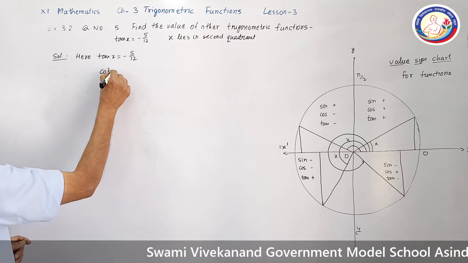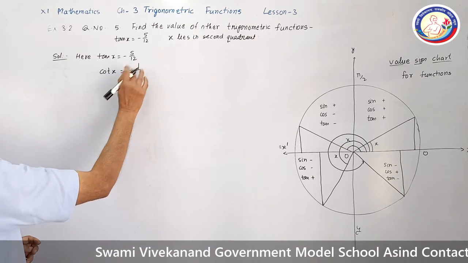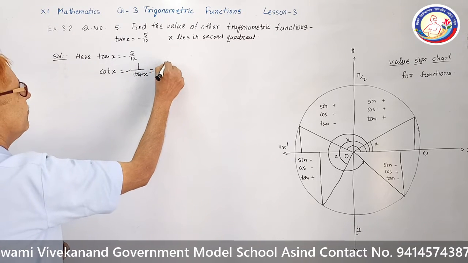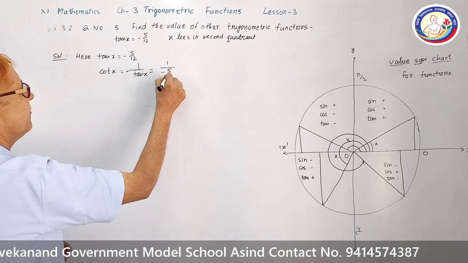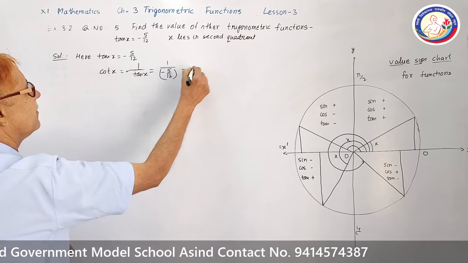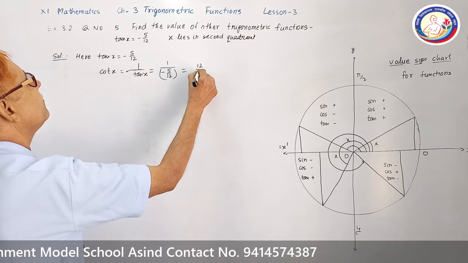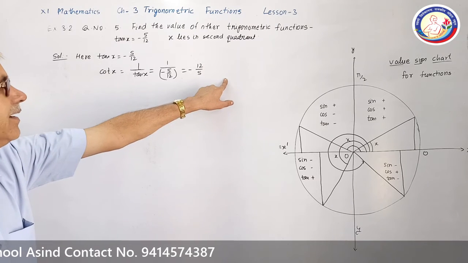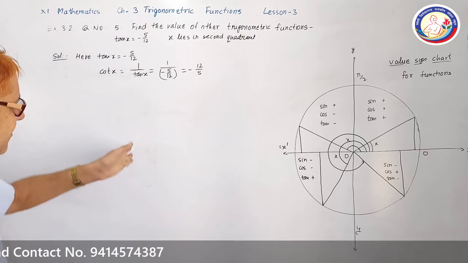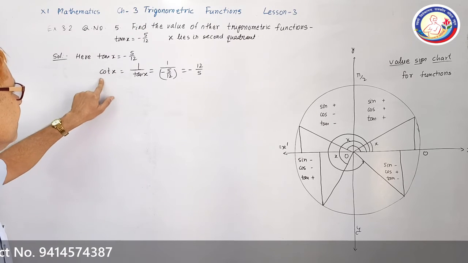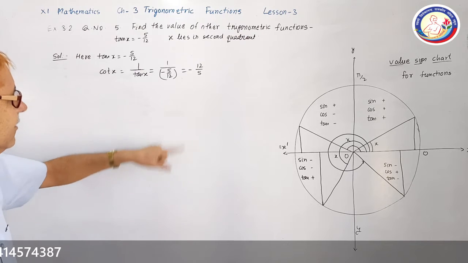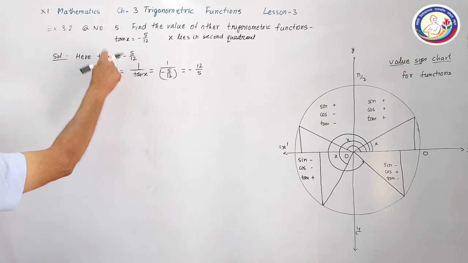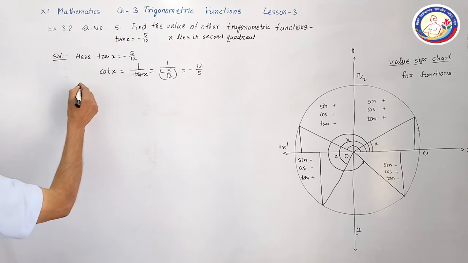Cot x is 1 upon tangent x. Its value will be 1 upon minus 5 by 12, and this will be 12 upon 5 with negative sign. Don't write the answer in this way. Don't move in lateral side. You must write it downward. Comparison will be easy and it will look good. So cot is here.